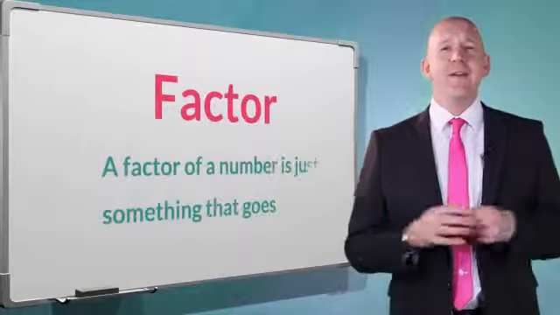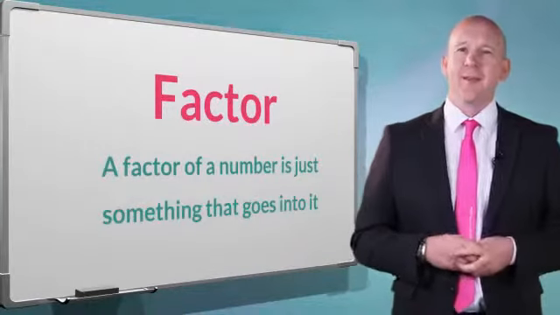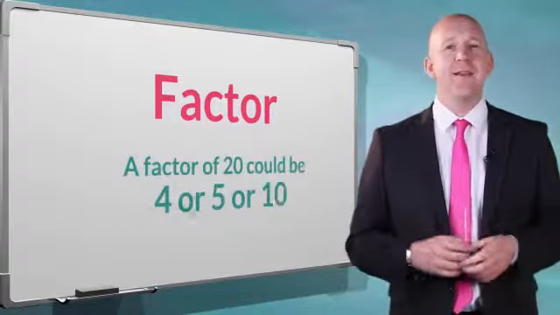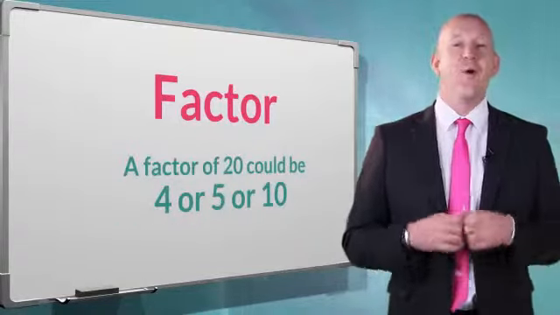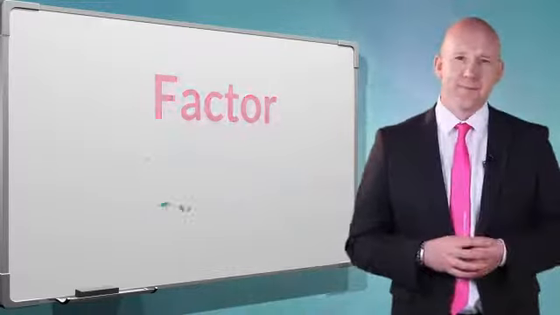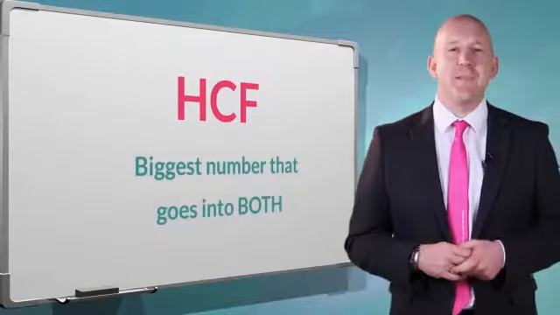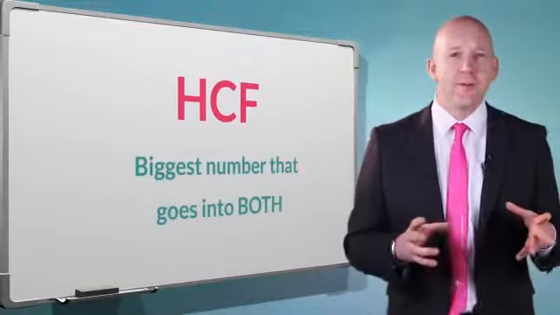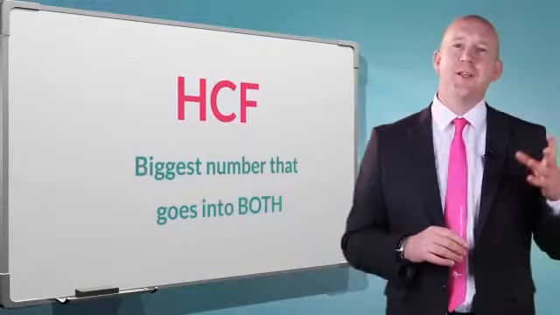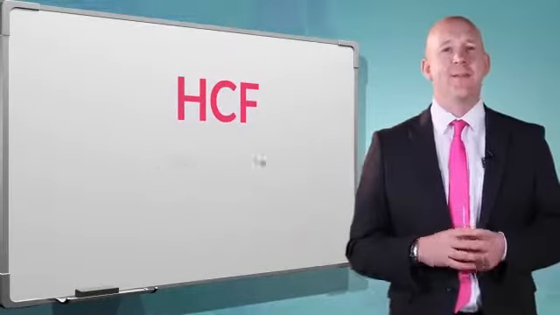A factor of a number is just something that goes into it. So for example, a factor of 20 could be 4 or 5 or 10 and so on. The highest common factor is simply the biggest thing that goes into both of the numbers. So you can find this just by finding the factor pairs of each number.